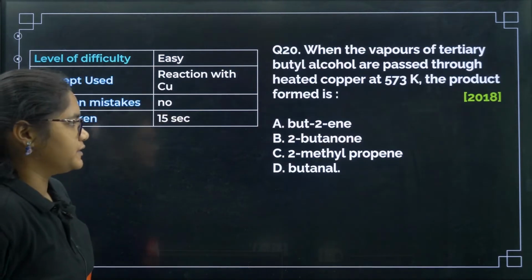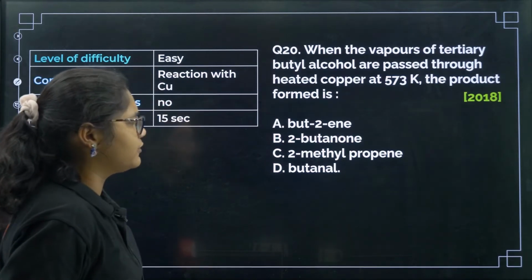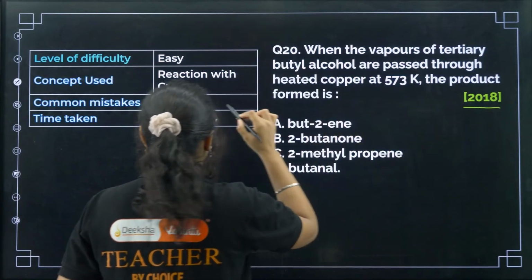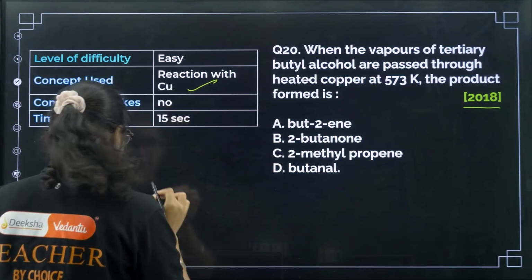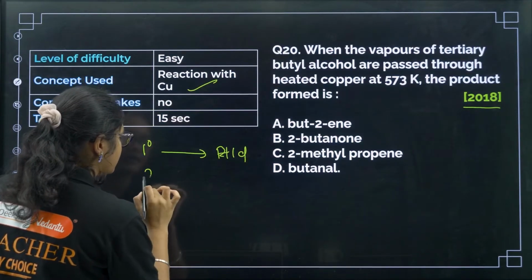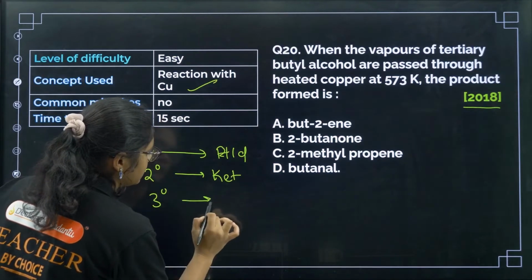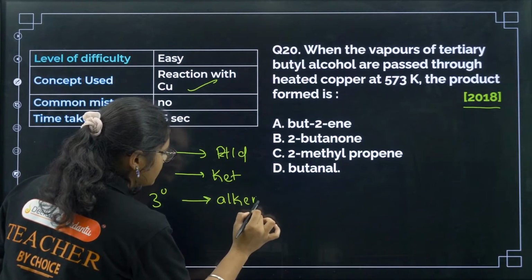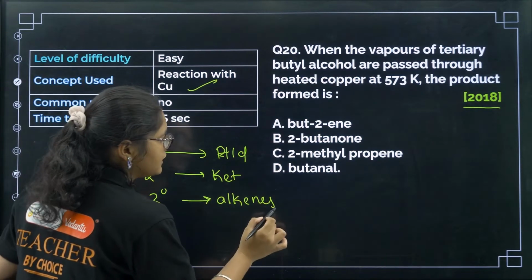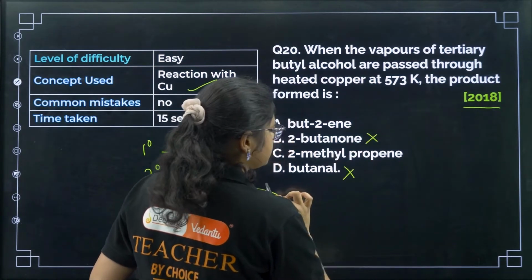Okay. Next question: when the vapors of tertiary butyl alcohol are passed through heated copper at 573 Kelvin, the product formed is... This is a super easy question, a direct reaction-based question with copper. If you remember, primary alcohol will give you aldehydes, secondary alcohols will give you ketones, and tertiary alcohol will give you alkenes. Now, we have a tertiary alcohol, tertiary butyl alcohol, so definitely it will give you an alkene. So we can eliminate this option and this option.